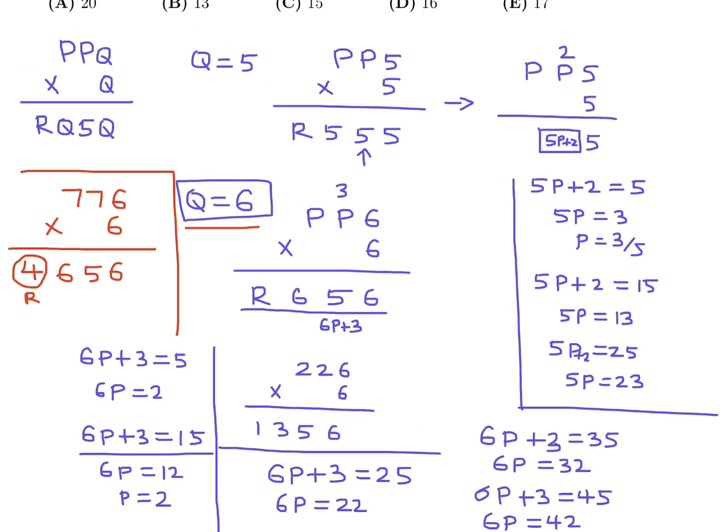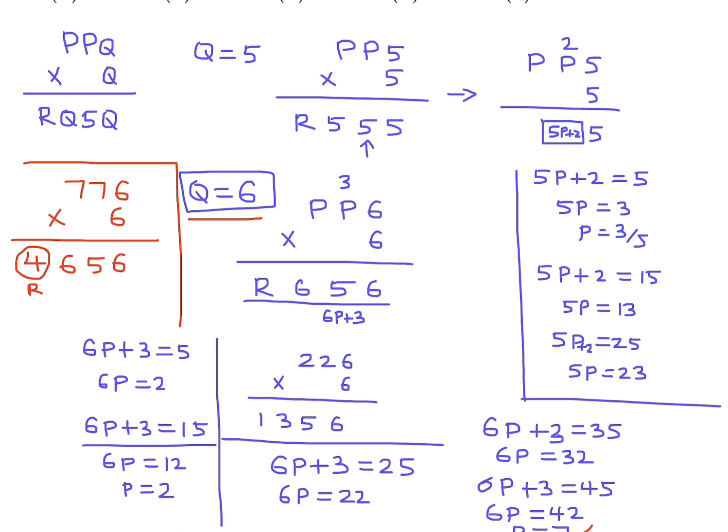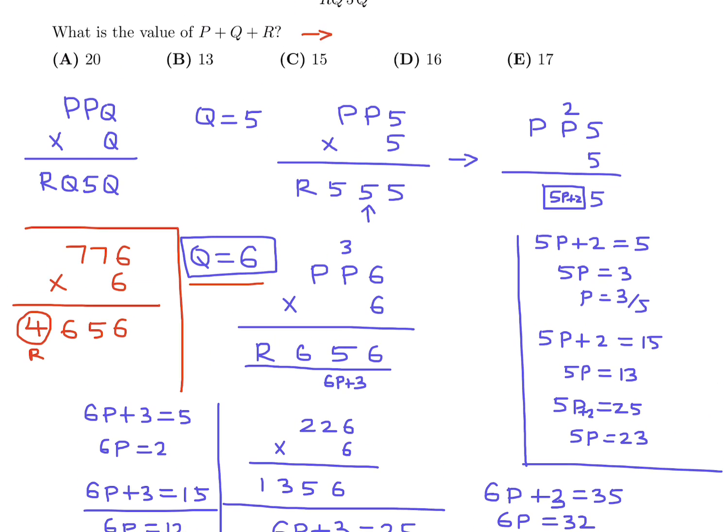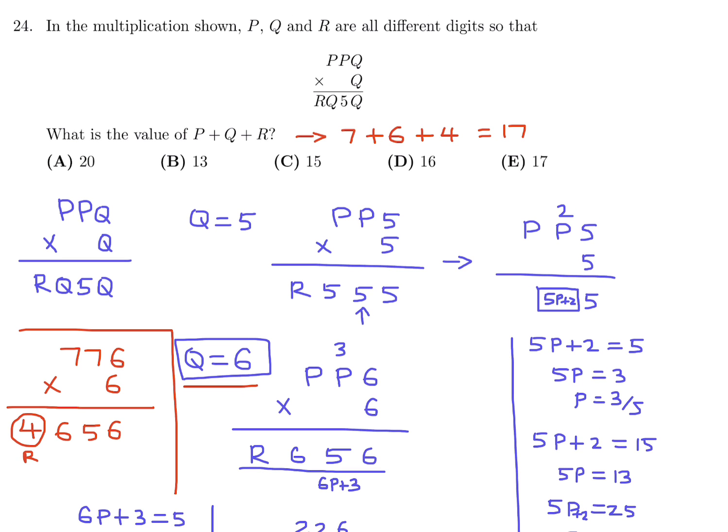So they wanted me to figure out in the question P plus Q plus R. So that's going to be P was 7. So 7 plus 6 plus 4, and that is 17. So number 24, the answer is E.